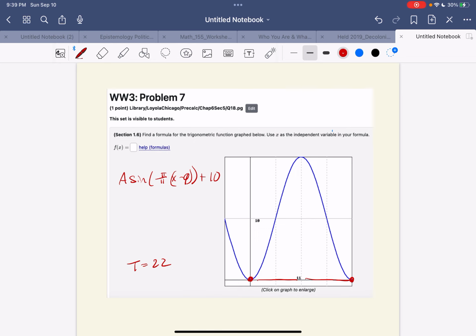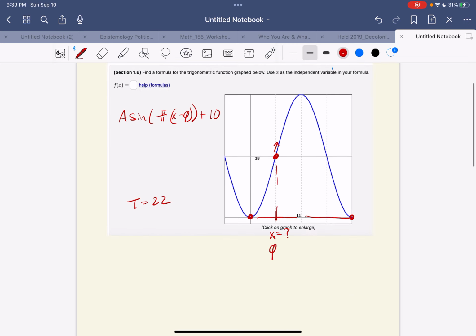Now, this is a good example to actually use cosine instead of sine, but I'll use sine first. We find where there's a midpoint going up, and we ask ourselves, where does that happen? What kind of x value? This is phi, the phase angle that we're looking for. And it's 1/2 of 11.